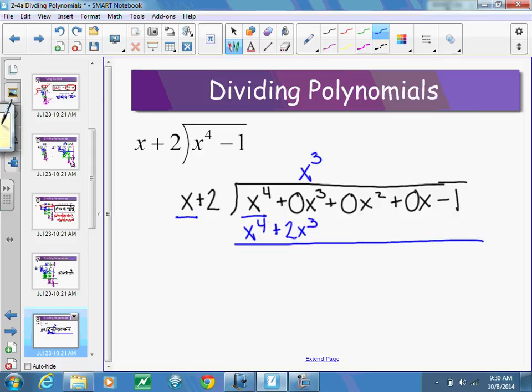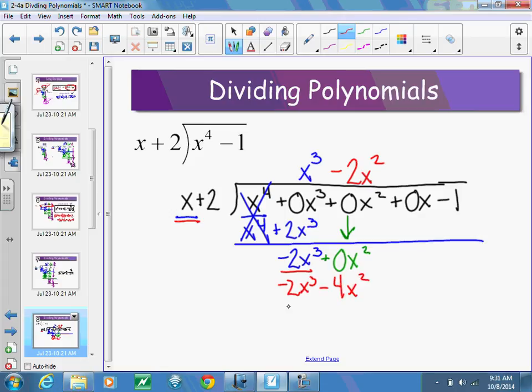And then I'm going to subtract. X to the fourths will cancel, and I'll get negative 2x to the third. Now I want to bring down the 0x squared. And by doing that, now we're going to look at x times what gives you negative 2x to the third, and that's a negative 2x squared. Negative 2x squared times x is negative 2x to the third minus 4x squared.